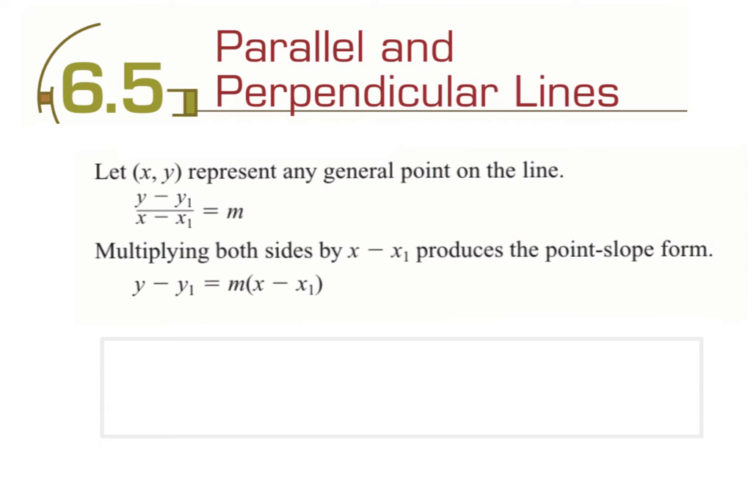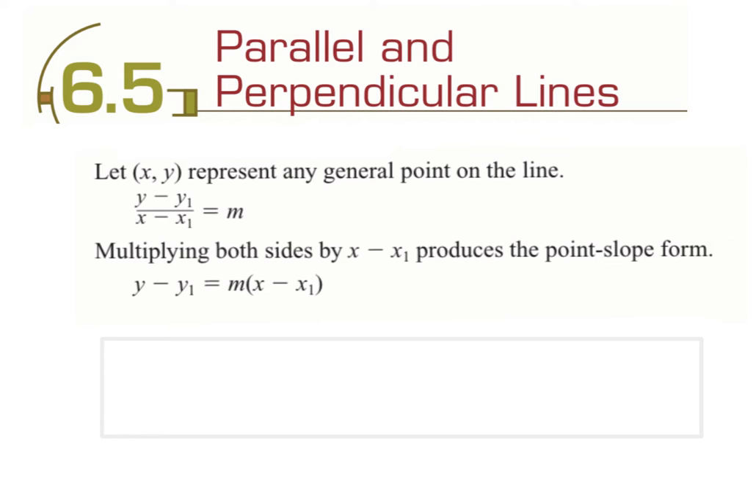And they have written just a general point. So let's say we take any point on the line, x, y, with a specific point on the line, x1, y1. And so my formula looks like this: y minus y1 over x minus x1 equals m. Now let's say we want to get rid of this fraction here. So if we wanted to get rid of that fraction, we can actually multiply by the group.